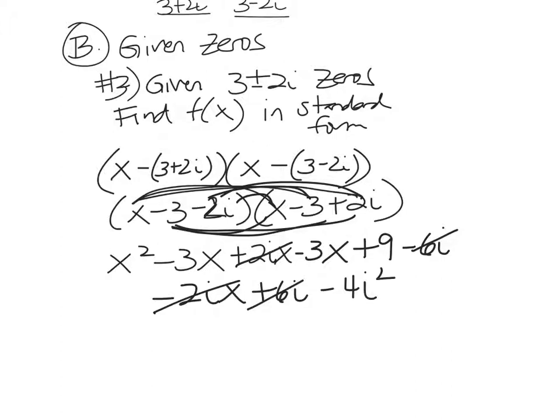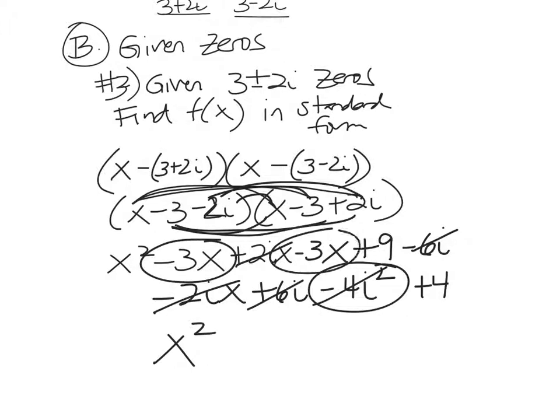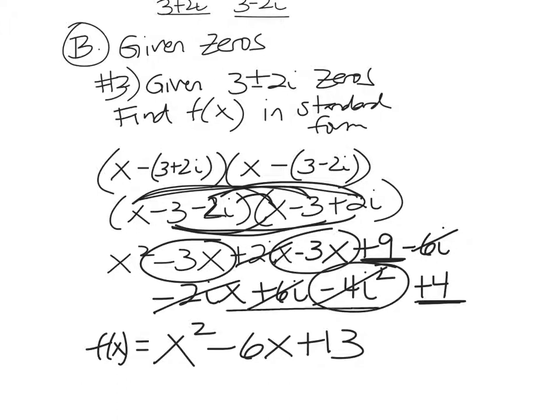And what is negative 4i squared? That is plus 4. Remember, i squared is negative 1. So that's plus 4. So now we have all our normal terms, and let's go ahead and get them together. So I have x squared. I have a minus 3x and a minus 3x make negative 6x. And then I have a positive 9 and a positive 4 is 13. So there's my polynomial with those zeros.